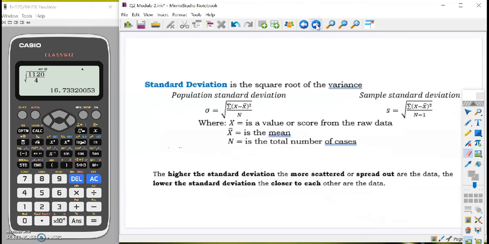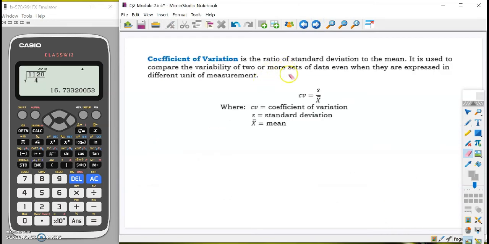But we're not yet done. We still have one more, which is the coefficient of variation. One more computation to make. In the coefficient of variation, let's take the first one, group 1 and group 2. What does it measure actually? So the coefficient of variation is simply the ratio of the standard deviation and the mean. It is used to compare variability of two or more sets of data, just like the variance.